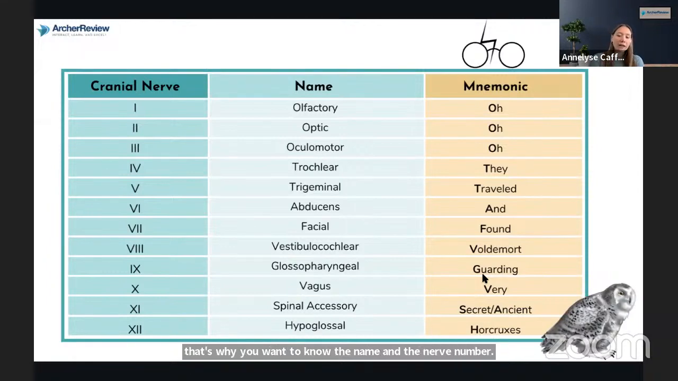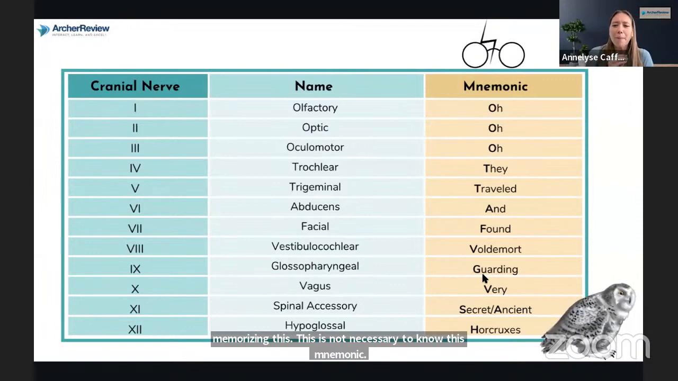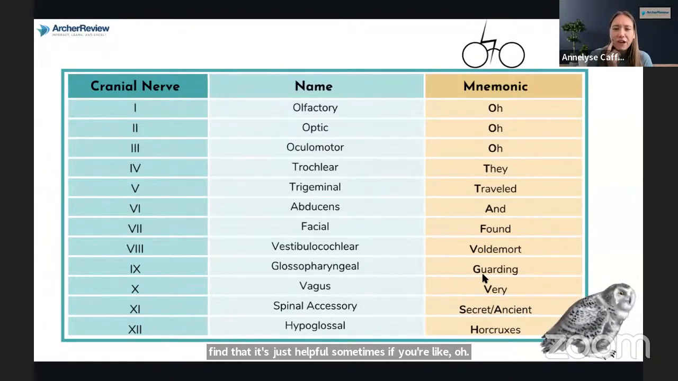There's a mnemonic put over here. I think it's very pertinent right now because we're in the fall and there's nothing better than Harry Potter in the fall time. Mnemonics are really helpful for me. I know that everyone's brain functions a little differently. So if mnemonics are not helpful for you, don't worry about memorizing this. It is not necessary to know this mnemonic. I find that it's just helpful sometimes if you're like, oh man, that facial nerve, what number is that? And you just say, oh, they traveled and found. Then you're like, okay, that's cranial nerve 7, facial. So that's where I find mnemonics to be helpful.